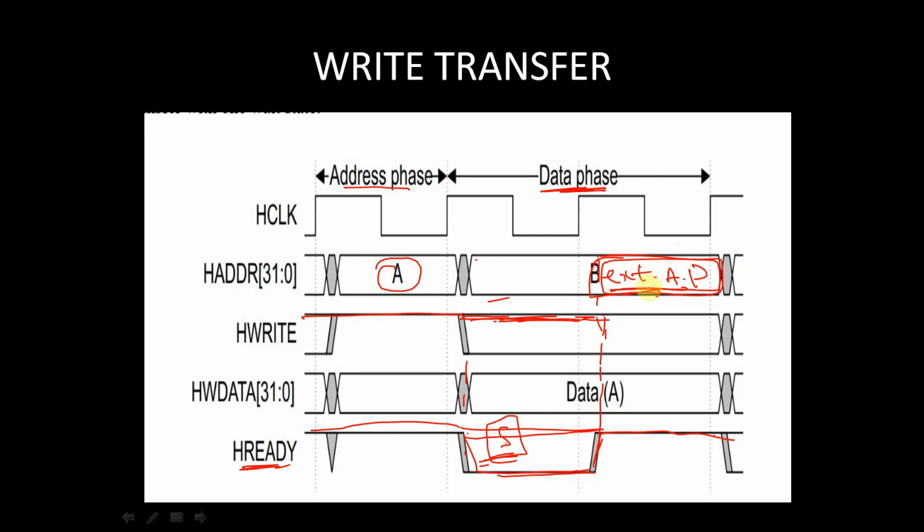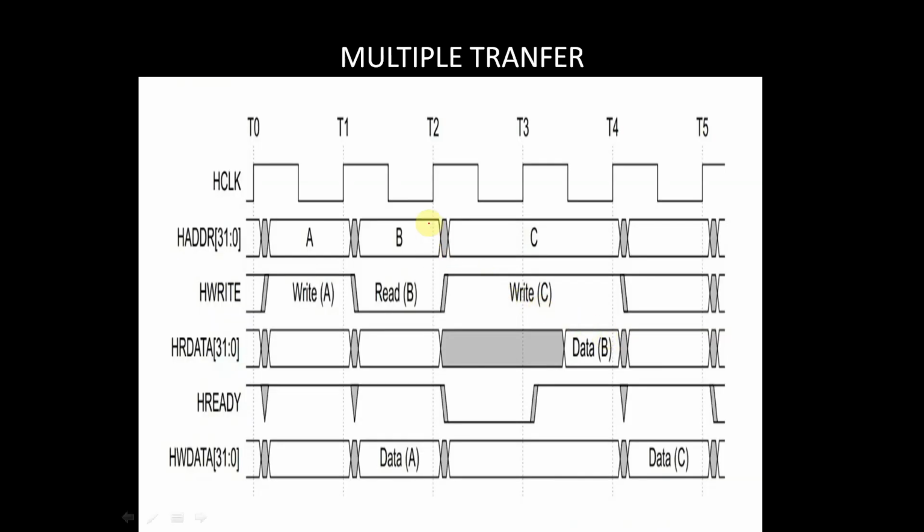So the address is extended, and in the data phase we can see as HREADY is high, the data is transferred to the address A from master to slave. Now let's see multiple transfers.